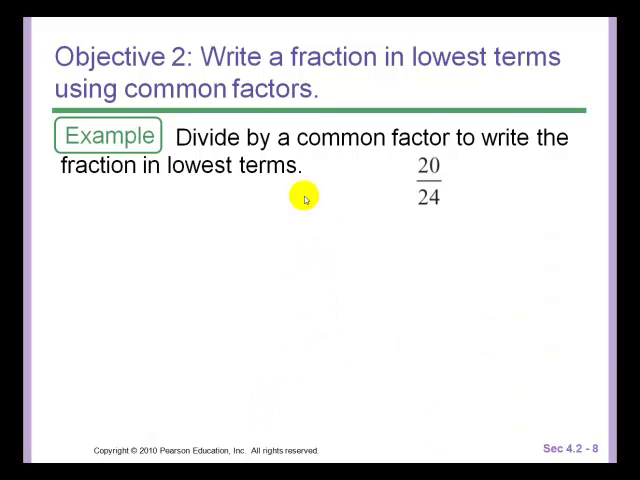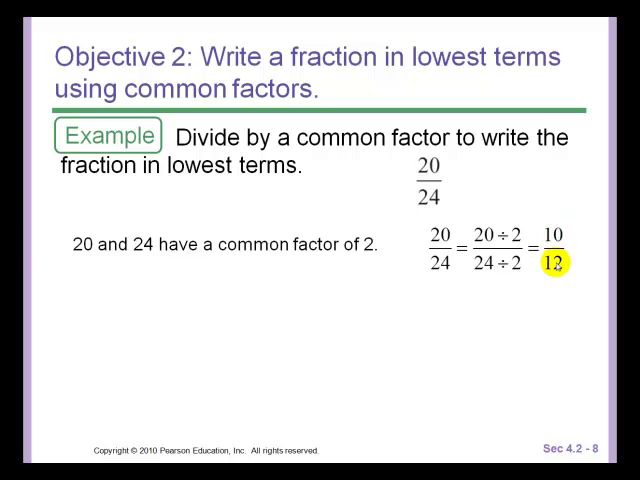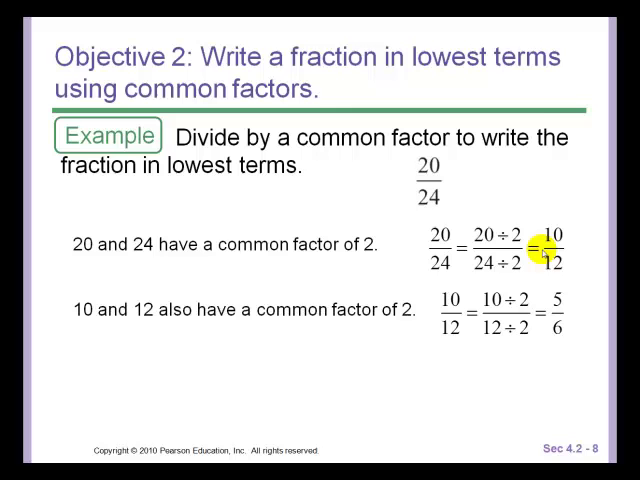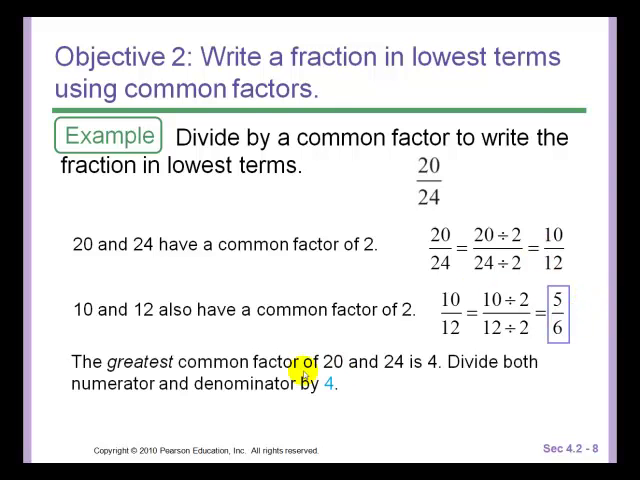Another example. Divide by a common factor to write the fraction 20 over 24 in lowest terms. Again, we could divide them both by 2, and then we wind up with 10 over 12, and then check and notice we could divide by 2 again, and we get 5/6 as our final answer. The greatest common factor of 20 and 24 would have been 4. We could have done this in 1 step by dividing by 4 and gotten our same answer of 5/6.